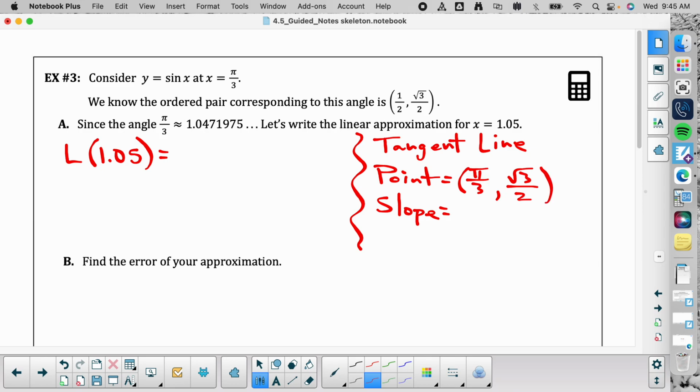The slope we'll have to figure out by taking the derivative of sine of x. So y prime is cosine of x. We need to find the slope at pi thirds. Pi thirds, cosine would be the first number. So slope is 1/2.